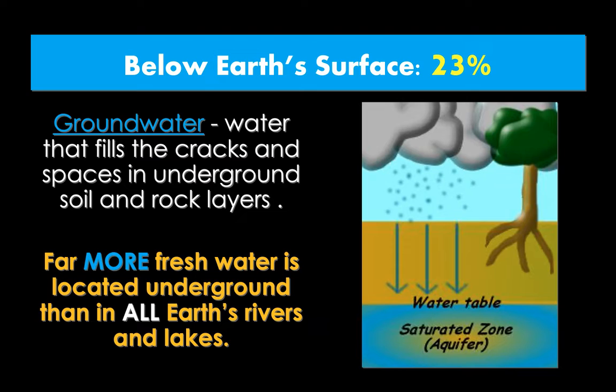About 23% of it is going to be found below Earth's surface. Get this, we call water in the ground groundwater. I know, guys, scientists can be so creative. So, groundwater is water that fills in the cracks and spaces underground around soil and rock layers.